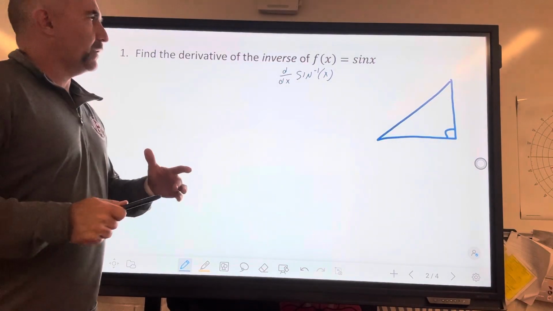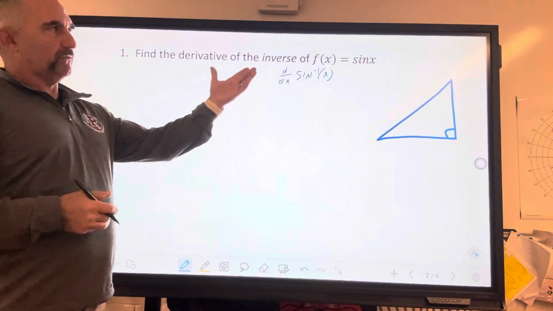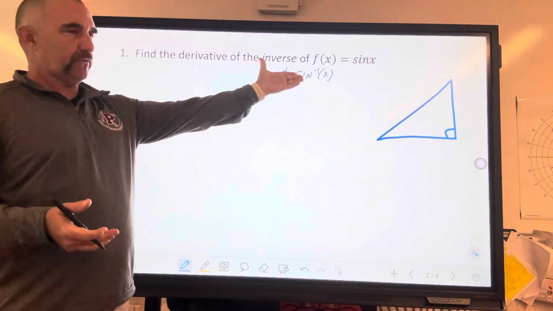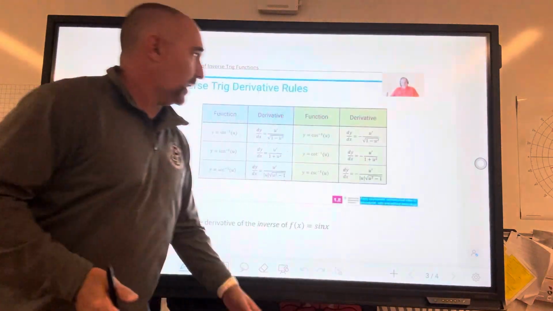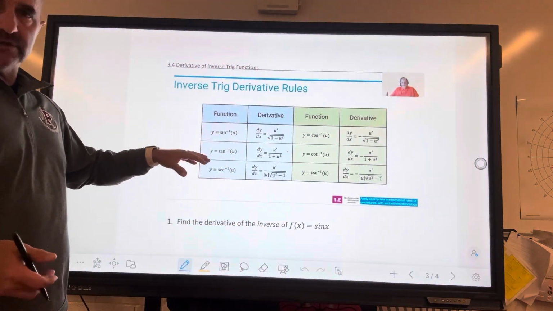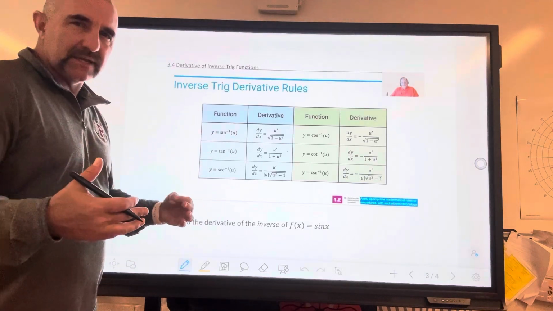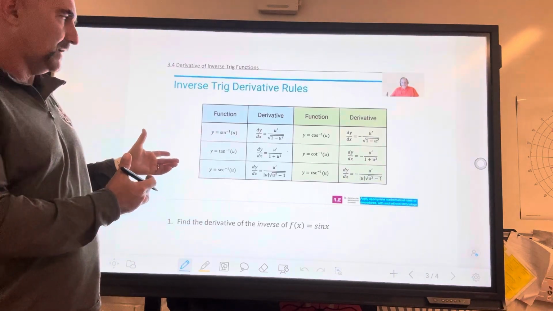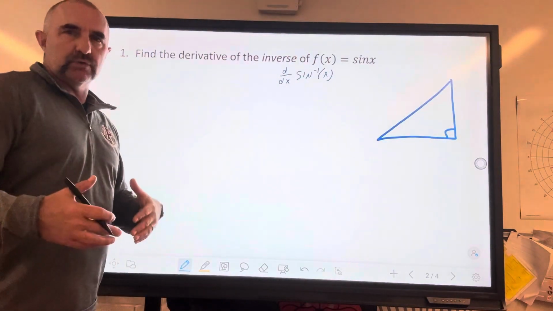In 3.4, we learned all about the inverse trig derivatives. So you could be asked to find the derivative of the inverse of sine. It's really just asking you for the derivative of the arcsine of x, the inverse of sine. And if you memorized your chart of all your inverse derivatives, that's great, use it. But we're going to have a lot of stuff to memorize when it comes time to take the AP exam. So let's try to figure out if there's a way we can figure out what these inverse derivatives are on the fly.